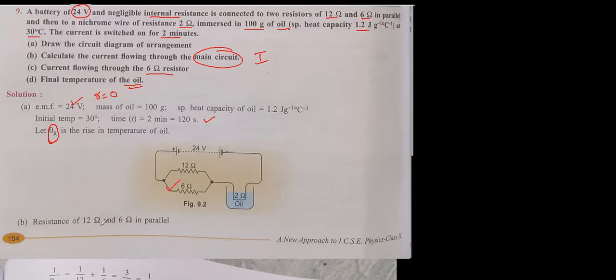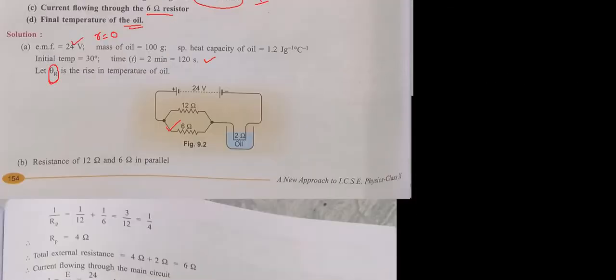After drawing the diagram, we have to find out the resistance of the parallel as well as the series, because these two are in parallel and this one is in series. So 1 upon 12 plus 1 upon 6, plus 2 ohm. 1 upon 12 plus 1 upon 6 is 3 upon 12, which is equal to 1 upon 4. 1 upon 4 means RP is 4 ohms. So the total external resistance, that is capital R, is given as 6 ohm.